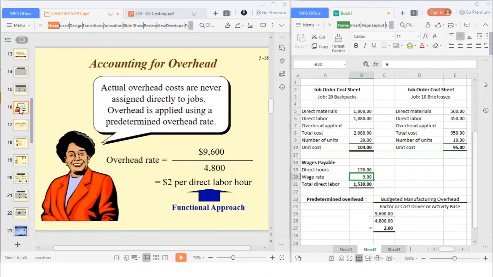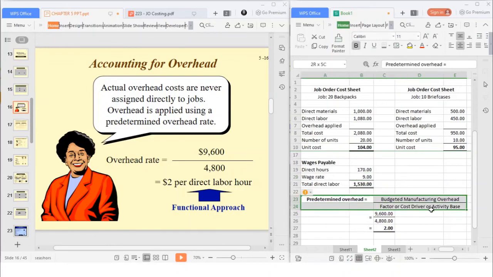Now, as you can see here, your overhead rate is computed by dividing your budgeted manufacturing overhead divided by your factor or cost driver or your activity base. Now, the budgeted manufacturing overhead is again, by the name itself budgeted, mao ni ang gi-expect ni management nga ihang ma-incur nga overhead for that certain period. Now, for the cost driver is si management po ang nag-determine ani kung unsa ihang gamiton nga cost driver, pila ihang estimations. So like for example, in this example, you can see nga the company estimated na ilahang overhead for that certain period is at 9,600.